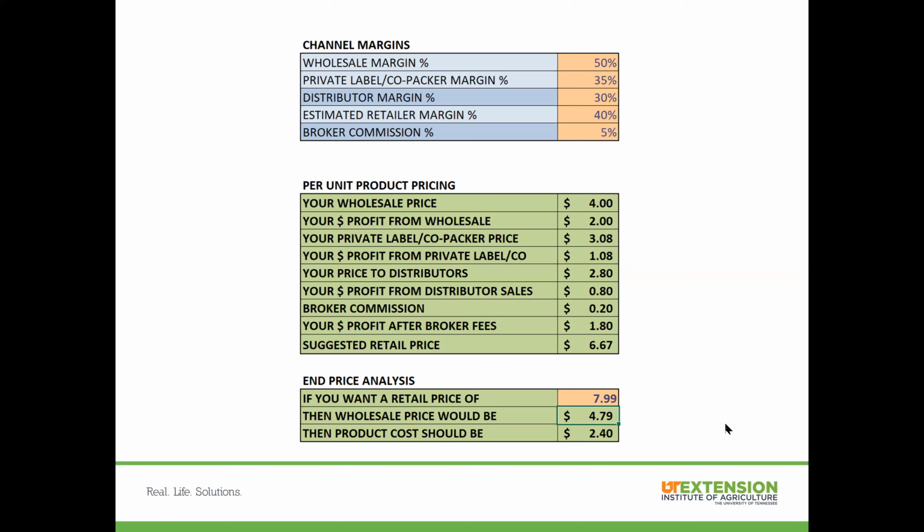And that is another way to look at it. This spreadsheet, though, is looking at it in terms of the price that you're charging, whether it be the wholesaler or the co-packer, or if you're retailing it yourself, what price you want to get out of the price that you're charging. It is a different way of looking at it. I agree.